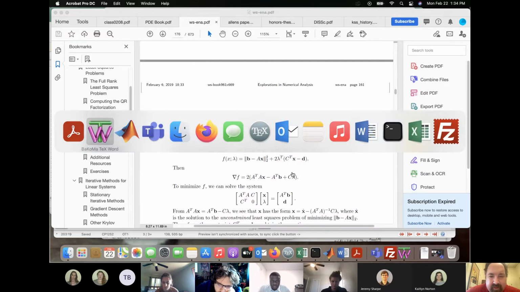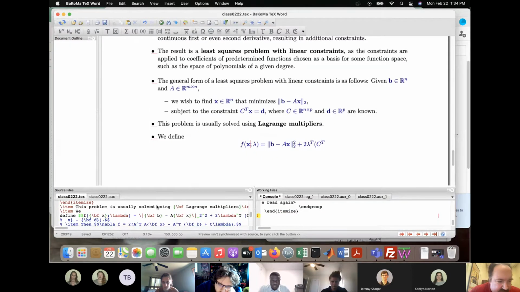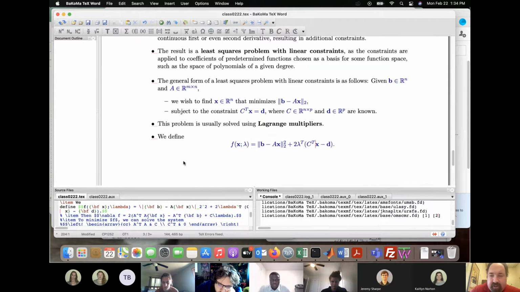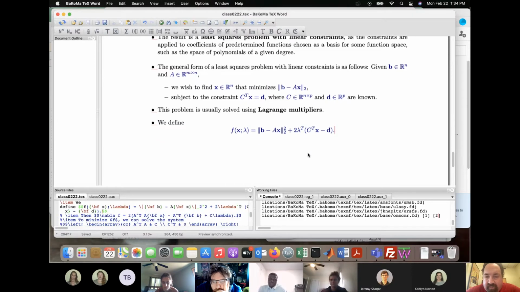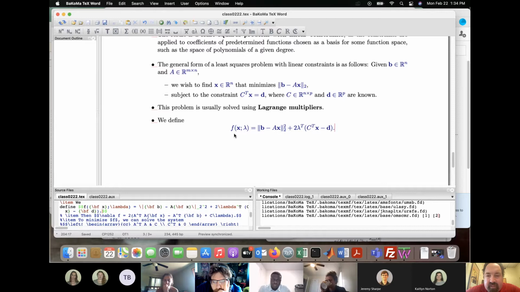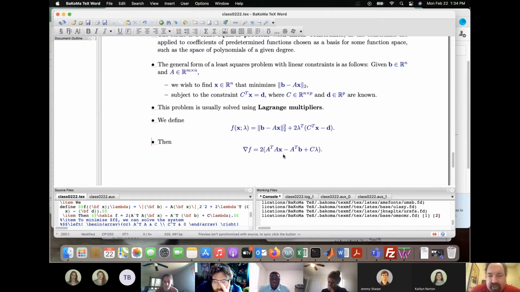All right. Now, let me get the rest of this equation here. So we define this function f that depends on x and also these Lagrange multipliers, which are a vector lambda. So we're trying to minimize this, but we also take this into account. A factor of 2 is there for convenience later. Solving this constrained minimization problem is equivalent to solving the unconstrained minimization problem of finding where this has a minimum. So what you do is you take the gradient.